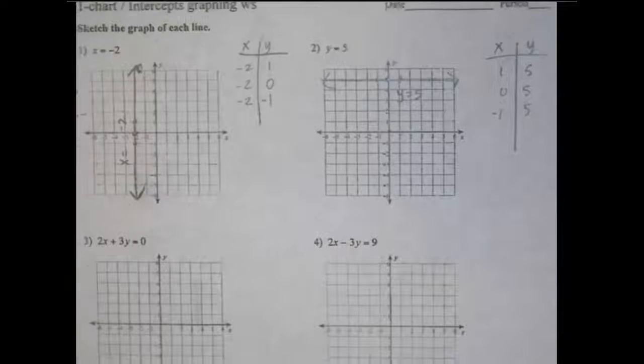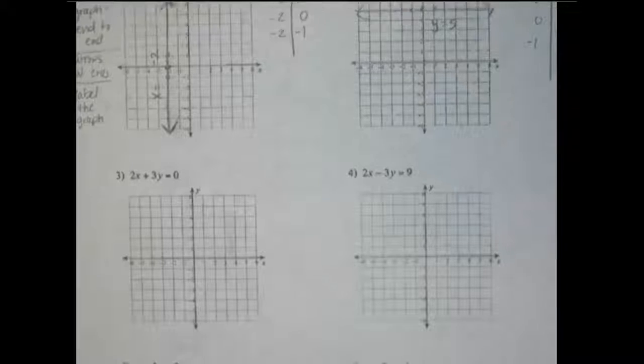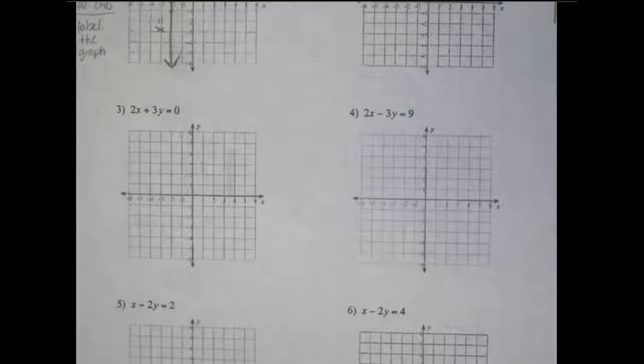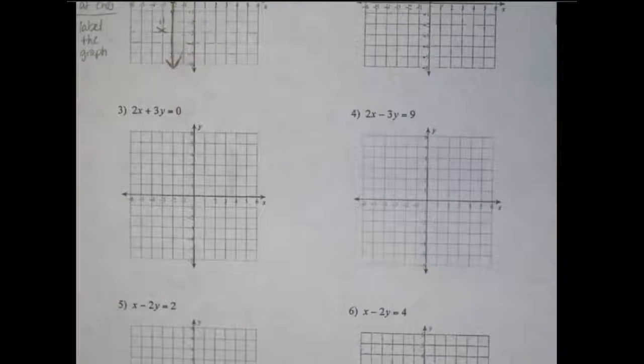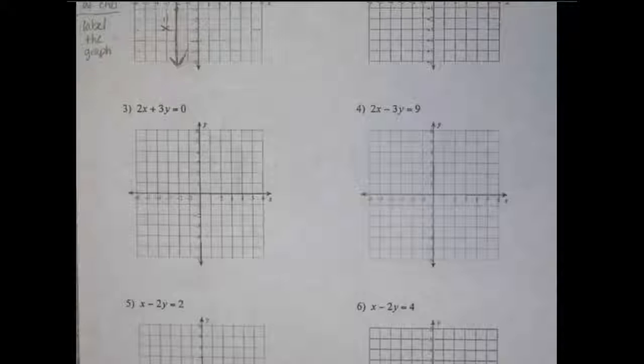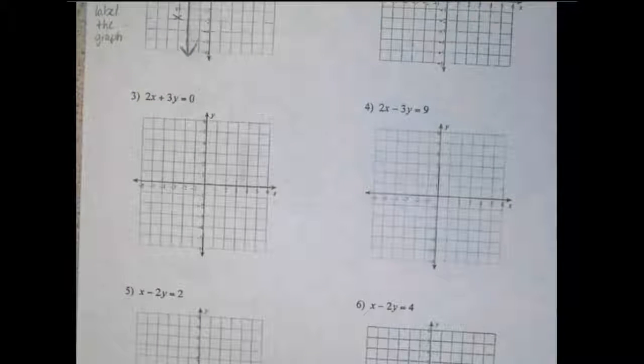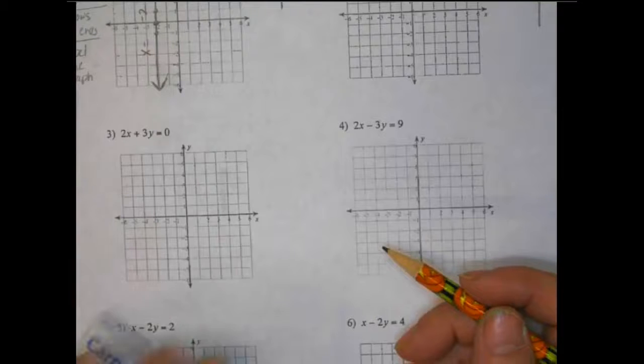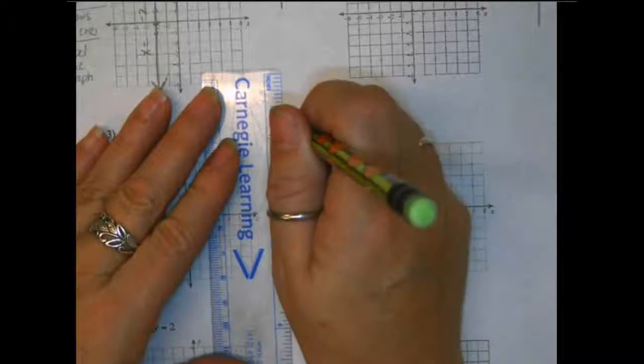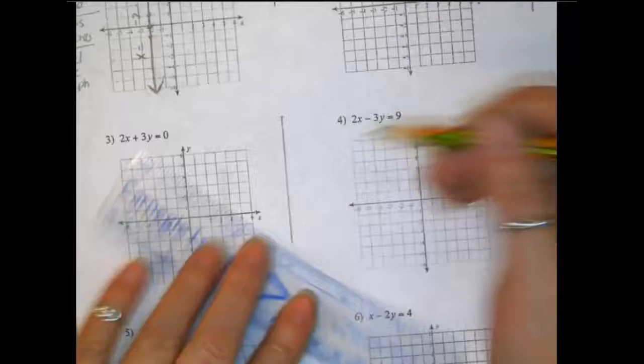Okay? All right, so let's look at number 3. And some of you went ahead and were doing T-charts, and that's fine and dandy, but I didn't ask you to. So this time we're going to do a T-chart for this one. But if you notice, it's got a 2x and a 3y. So I'm going to use a specific number to make this work. I'm going to use a T-chart for this one.